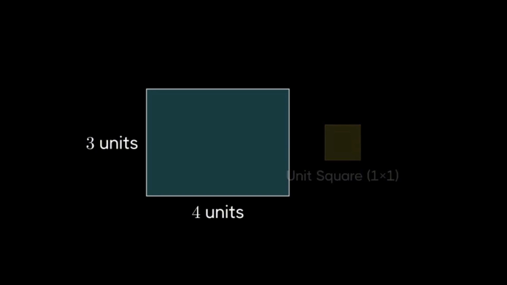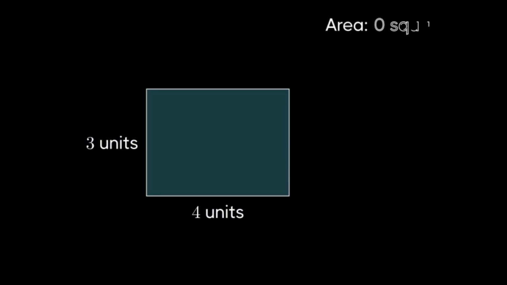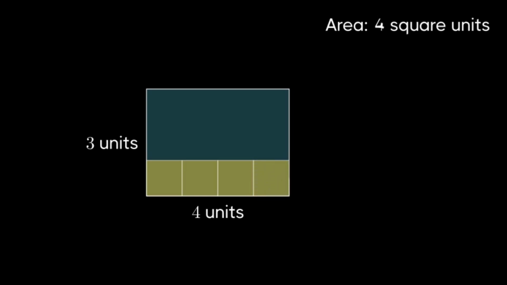Let's take our unit square and see how many we need to cover our entire rectangle. We'll start placing our unit squares inside the rectangle one by one, like filling it with tiles. Let's begin at the bottom left corner and work our way across and up. Here goes our first unit square in the bottom left corner. That's 1 square unit of area.